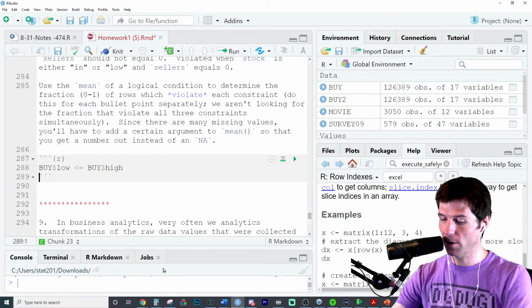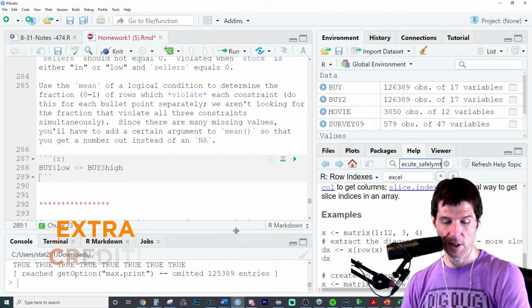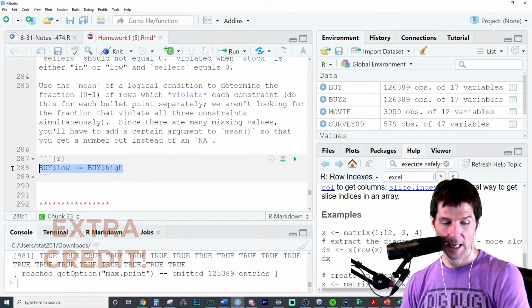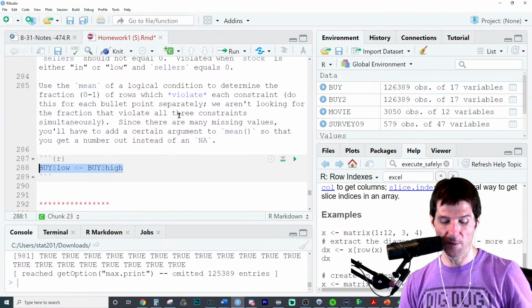Trues and falses, Abby, great job right there, 20 points. You are correct, Abby. Trues and falses. So this is going to give us trues and falses right here. You are very correct. And so now we want to find out the fraction of rows that violate.